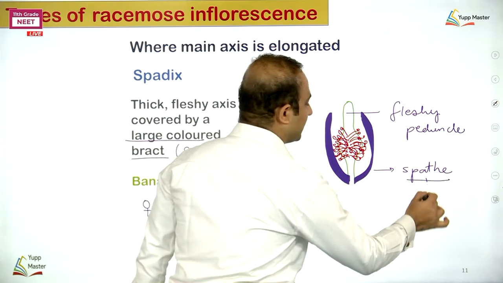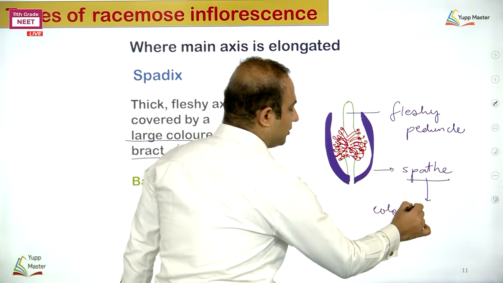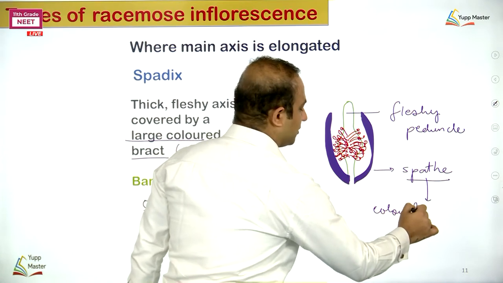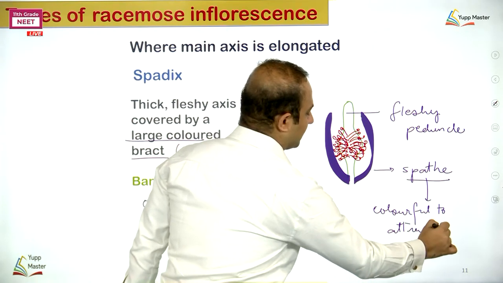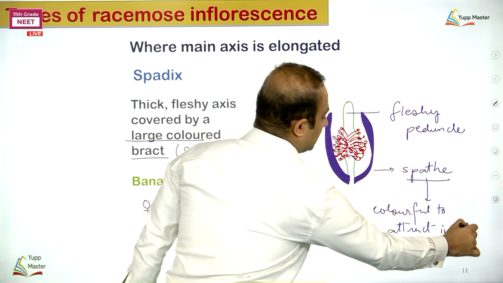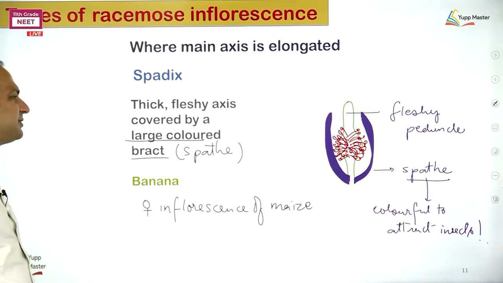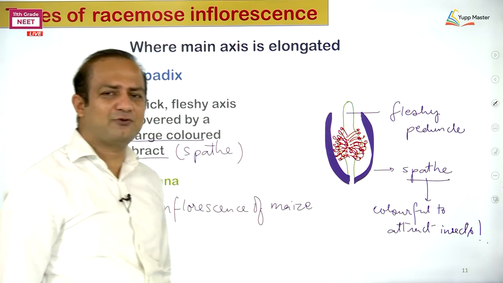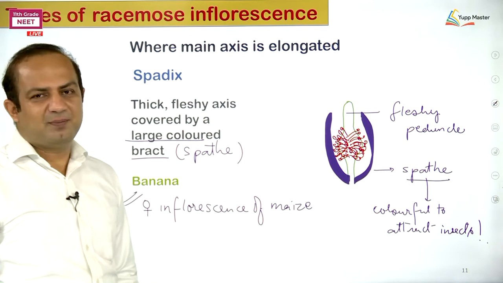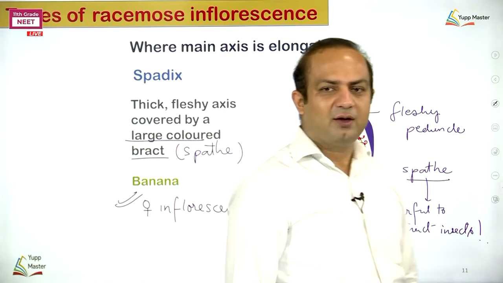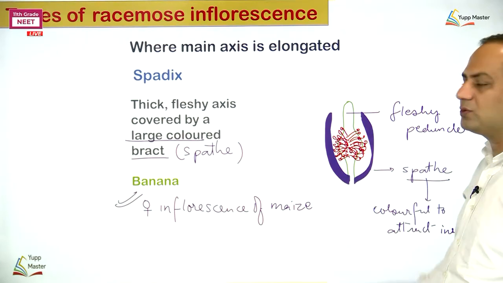This is modified bract. Now this is colorful to attract what? Insects. For what? Pollination, so that seeds can be formed. Unfortunately, banana is still not forming seed, but maize is going to form. That's why I have taken the example of maize here separately. Banana is not forming seed; the reason is different. It is not related to spathe here.